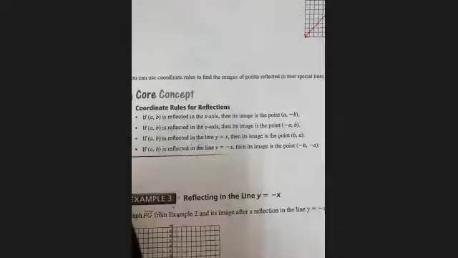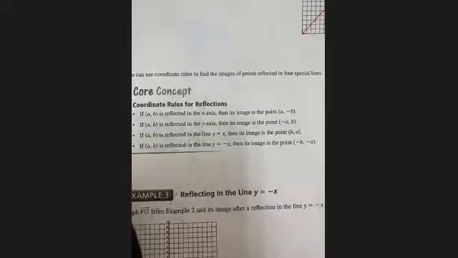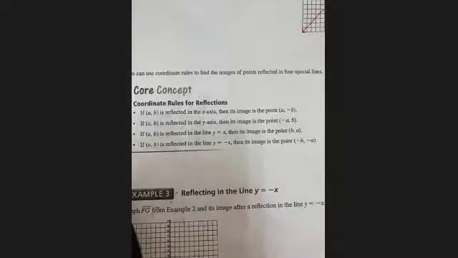Basically this is telling you if you started off with (a, b) and you reflect it in the x-axis, your point is going to become (a, -b). So whatever x, y value you have, you change the sign on the y value. If it was positive, it becomes negative. If it was negative, it becomes positive. Same thing with the y-axis, but this time we're changing the sign of the x value. If the x value was positive, it becomes negative. If it was negative, it becomes positive.